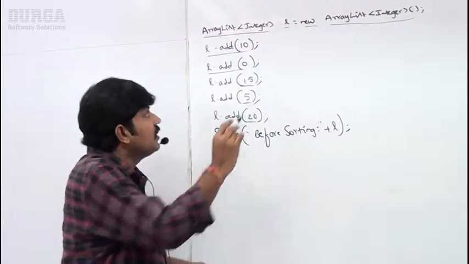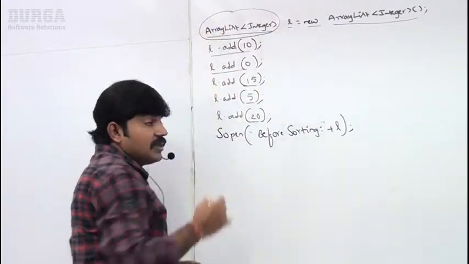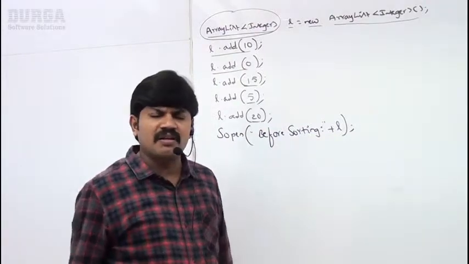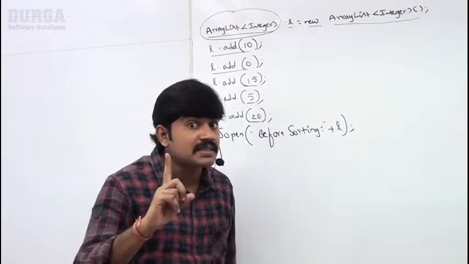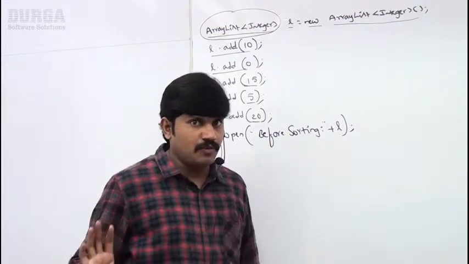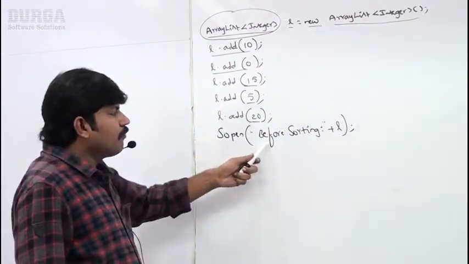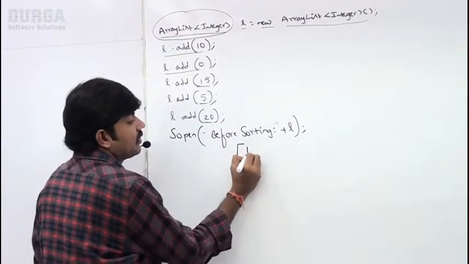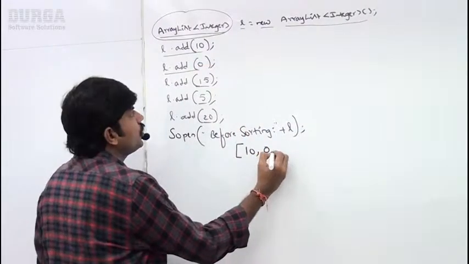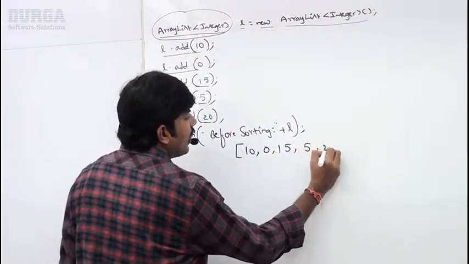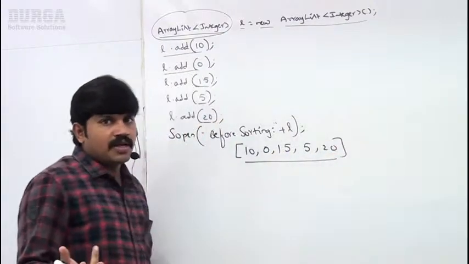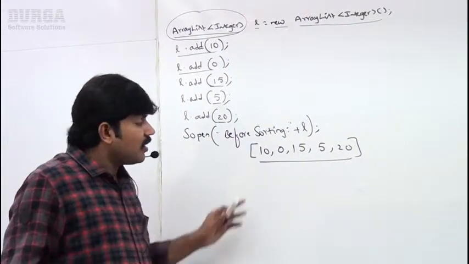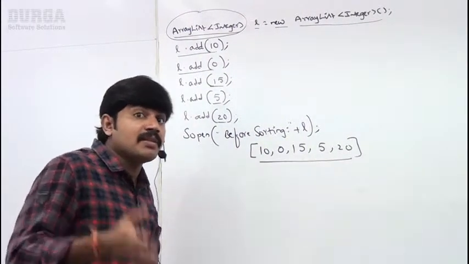Sir, have you remembered? In the case of ArrayList, a List never talks about sorting order. A List always talks about insertion order. That's why if you print before sorting, the output you get by default is 10, 0, 15, 5 and then 20. This is the output because an ArrayList always talks about insertion order. Okay, sir, I want to define sorting for this ArrayList.